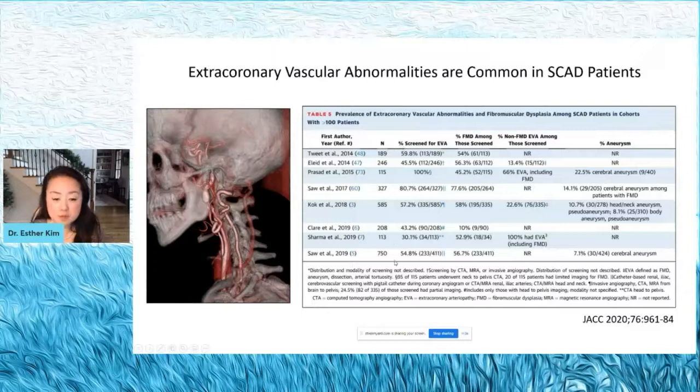And what you can see is that in these cohort studies, there is a large percentage of incomplete screening, meaning that not all patients who presented with SCAD had head to pelvis imaging to look for extracoronary vascular abnormalities. But keeping that caveat in mind, we see that the percentage of FMD on average is about 50 to 60%. And if you were to look at the non-FMD extracoronary vascular abnormalities, and this would include aneurysm and dissection, we would see that the numbers are not small. And certainly the rates of brain aneurysm are also not small and larger than what you would expect in a general population of women of this age.